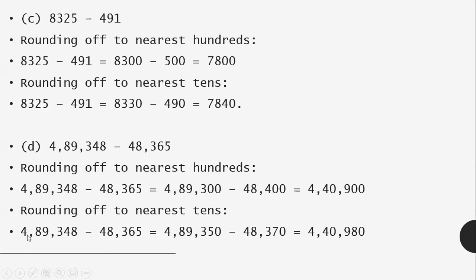In the next part, we will round it off to the nearest tens place value. This 48 will change to 50 while we copy the remaining digits. 4,89,350 minus 48,365. This 65 will change to 70. 48,370. So this difference will come out to be 4,40,980. So you can see this difference is a reasonable estimate to the exact answer.